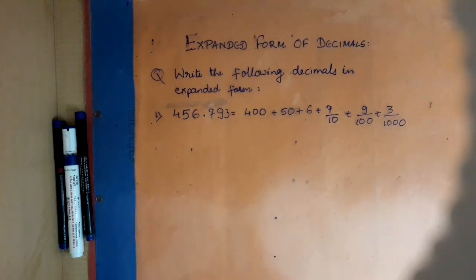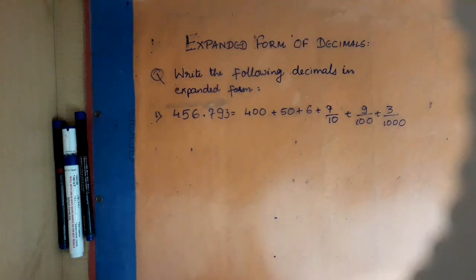Just like the whole numbers, decimals can also be expressed in the expanded form. So let's learn how to write decimals in the expanded form. You can write the same thing in three ways. We will see all three possibilities.